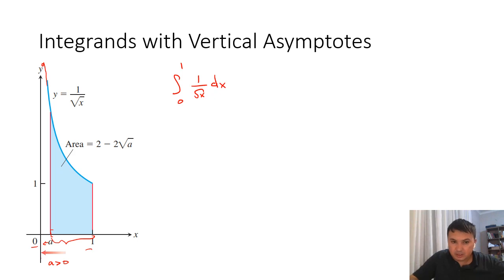Eventually I'll get in the limit the whole area. If it's infinite, I say the integral diverges, right? The same idea. So let's see. I can think of this again as the limit as a goes to 0 from above of the integral from a to 1 of 1 over square root of x dx. Well, what is this integral right here? Let's calculate it.